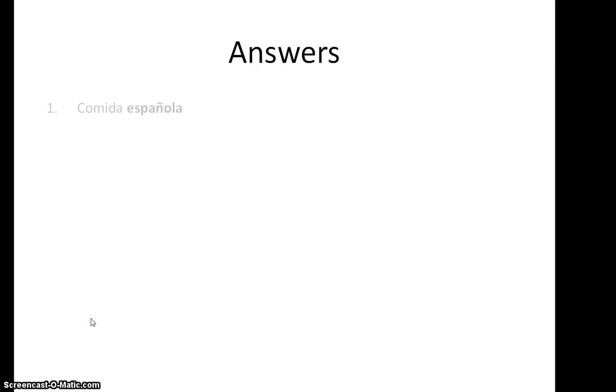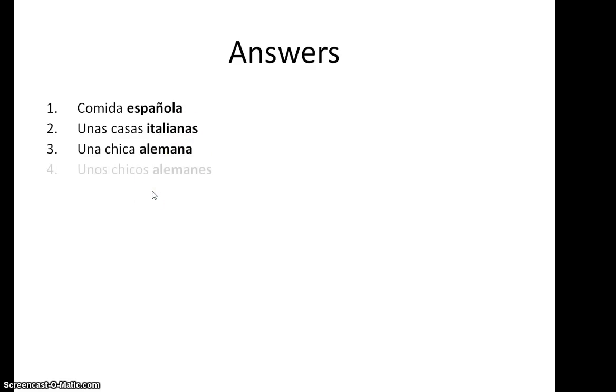Okay, so first one, comida española. Ends in a consonant, it's a feminine word, so we add an a on the end, Spanish food. Unas casas italianas, normally ends in o, but this is feminine and plural, so italianas. Una chica alemana, ends in a consonant normally, add an a because it's a girl. Unos chicos alemanes, like normal adjectives, ends in a consonant, add es for the masculine plural.